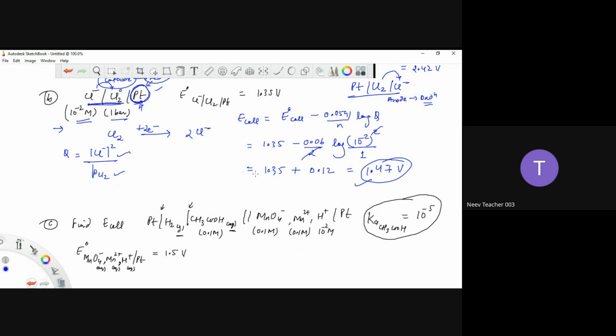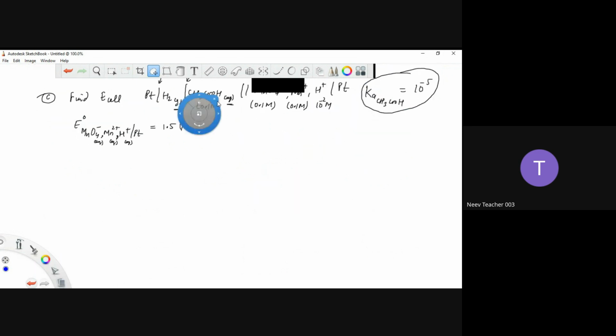Okay, see how we're going to do it. I have used multiple concepts in this question, so it will give you the idea of how we're going to deal with such kinds of questions. First of all, it's a complete cell. So first we take the anode.